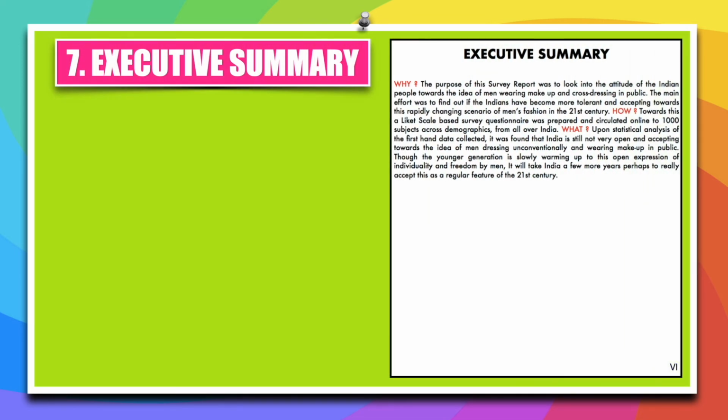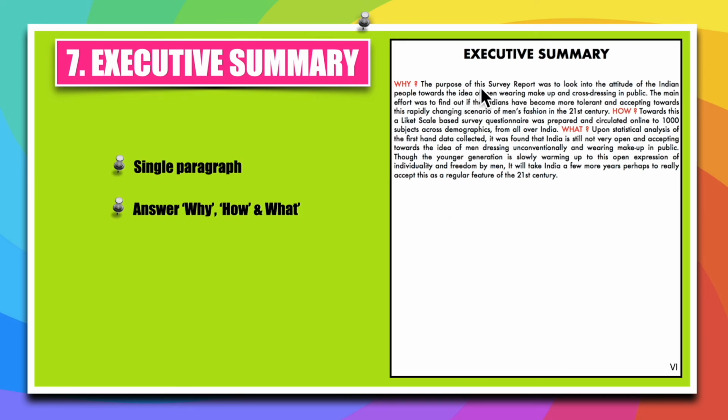The last component of the prefatory part is the executive summary. The executive summary is always a single paragraph, and you can compose it very simply by answering 3 questions. Why did you prepare this report? How did you go about preparing it? And what did you find? So I will go ahead and read this sample executive summary.